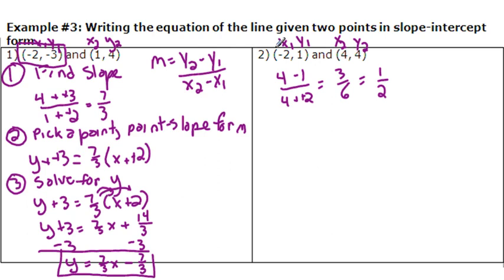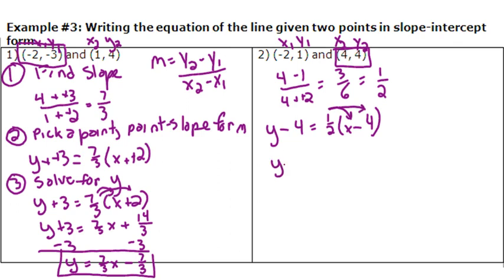Now I'm going to pick an ordered pair. It doesn't matter which one. I'm going to pick 4, 4. And I'm going to put it in point slope form. So y minus y1, well in this case our point, so I picked 4, equals the slope, so 1/2, times x minus x1, and in this case I use this point, so I'm going to put the 4 there. I distribute, so now I'm solving for y.